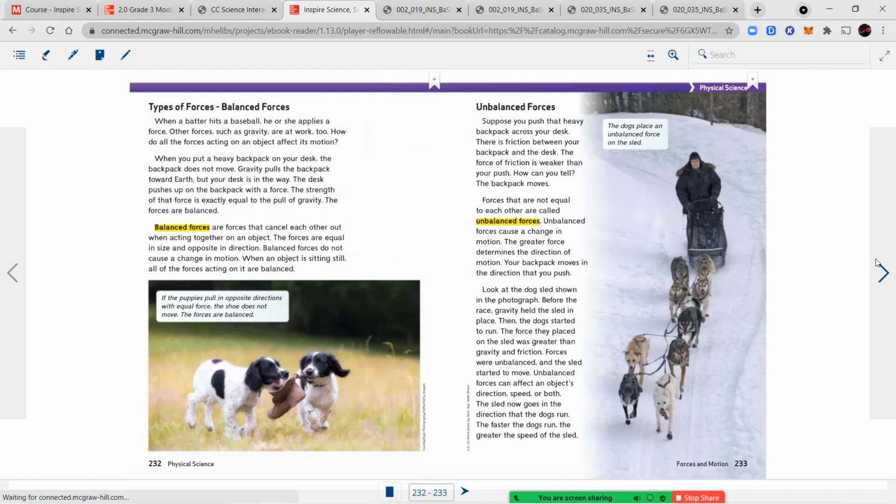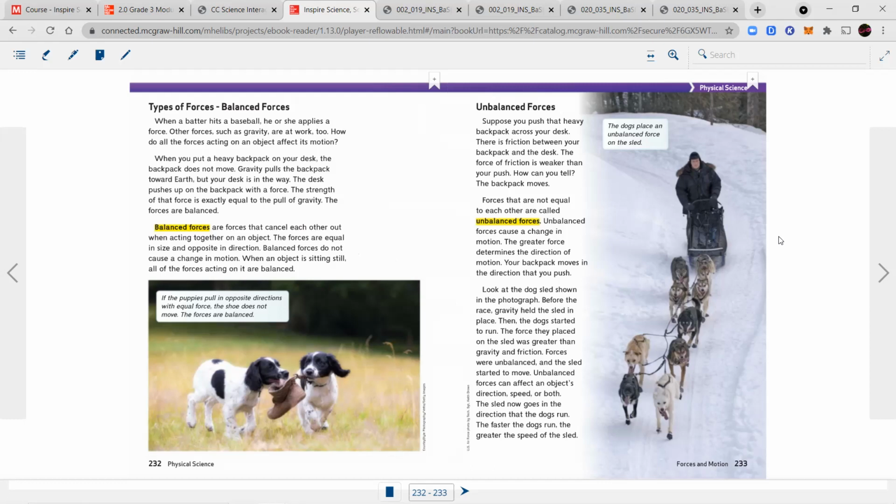and take a look at our next set of pages, 232 and 233. Types of forces. The first one we're going to talk about is balanced forces. When a batter hits a baseball, he or she applies a force. Other forces, such as gravity, are at work too. How do all the forces acting on an object affect its motion?